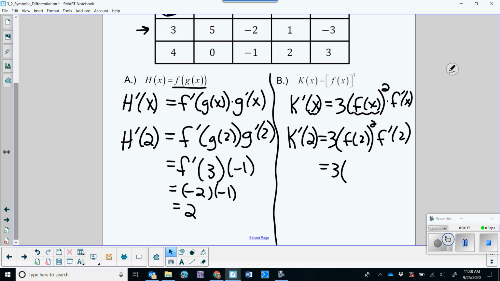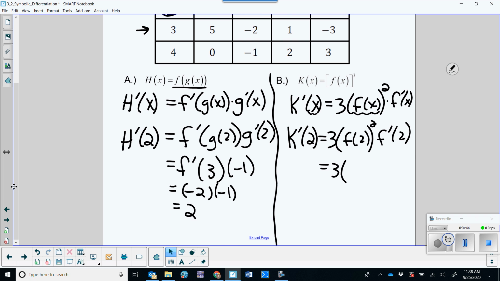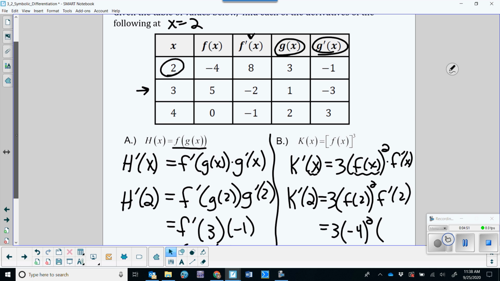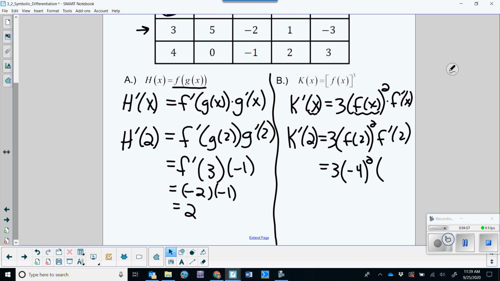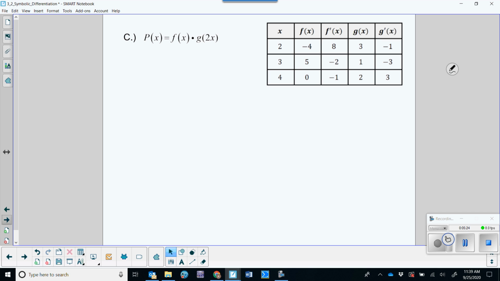So that's 3 times. So now going back and looking at our table, f of 2 equals -4. So this will be -4 squared, and f prime of 2, again, back to our table, f prime is the, look in that column, f prime of 2 is 8. So I write that in. So I get 3 times 16 times 8. And if I do all of my arithmetic, it's 384. Remember, if this was a free response question, I would actually literally stop right there. Just make sure you have parentheses for squaring that -4, because it does not mean the same thing without those. So just don't forget on free response, don't do all that extra work. Okay, so now we have C.